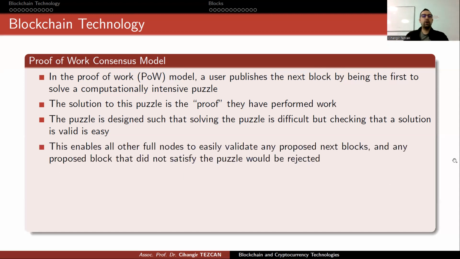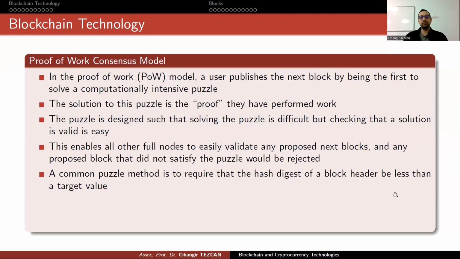This enables all other full nodes to easily validate any proposed next blocks, and any proposed block that did not satisfy the puzzle will be rejected, because it is easy to check.